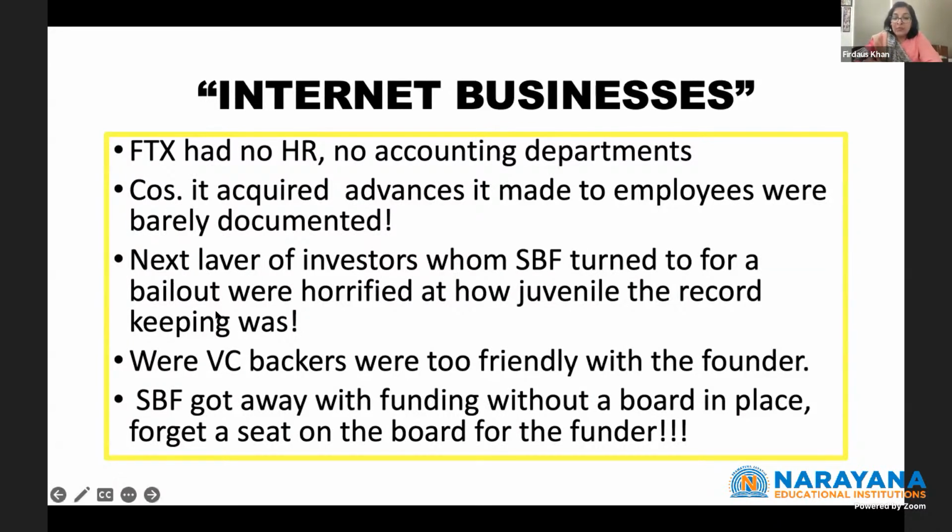Now people are asking that when there were such big venture capital firms, why did they not put their foot down? When this is happening in front of everybody, why have they not put their foot down? So people are asking, why is it that this person has gotten away with funding without even having a board for his company? There's no board of directors for his company. And normally when VCs give money, I think all of us have seen enough of Shark Tank, they also want to have a stake.